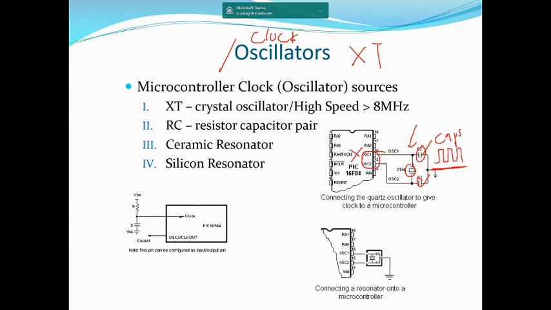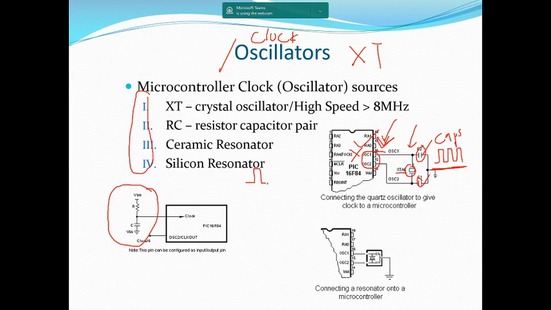Okay, so there are four types of oscillator that are used, but normally in our lab we use this one. The rest we don't really use. So the first one, they call it XT. XT is crystal clock, which is this one. You see that this is external, they call it crystal. RC is resistor capacitor pair, which I don't think we have here. Oh, this one. So this is RC pair. This is another type of clock. The next one is ceramic resonator, just a ceramic, and the last one is silicon resonator. It's just a type of resonator that gives a clock pulse also.